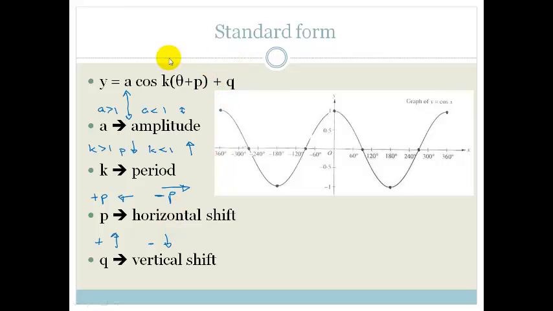Grade 11s, you need to know not only how to draw these and apply these changes, but also, if I give you a graph, you need to be able to work out what's been changed.